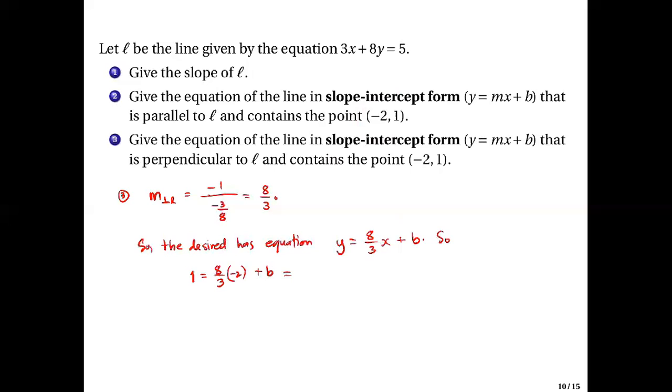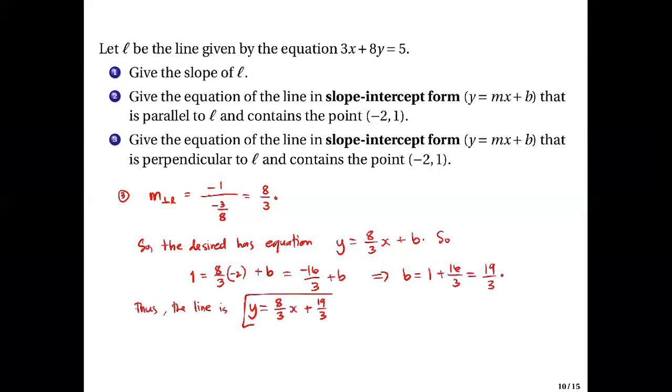But this will just be -16/3 plus b. Which means that our b is just 1 plus 16/3, and this is equal to 19/3. Therefore, the line is y equals 8/3x plus 19/3. So we have this equation.